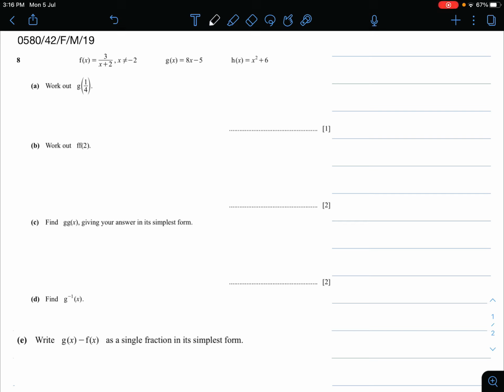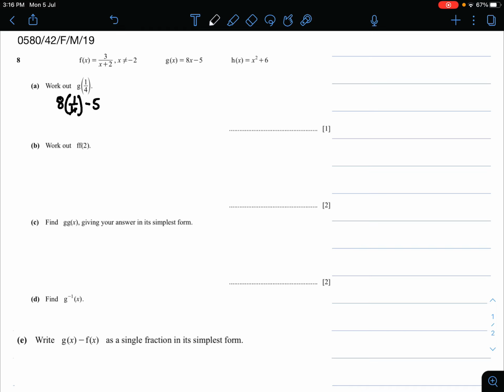Welcome to ANS Solver question 8. Work out g of 1 by 4. So what they are asking us to do here is to substitute 1 by 4 into the equation, or the function of g. So we can work out 8 multiplied by 1 by 4, since we have to substitute 1 by 4 instead of x, minus 5.